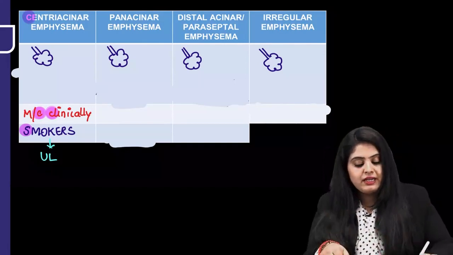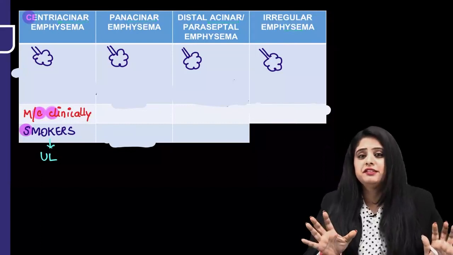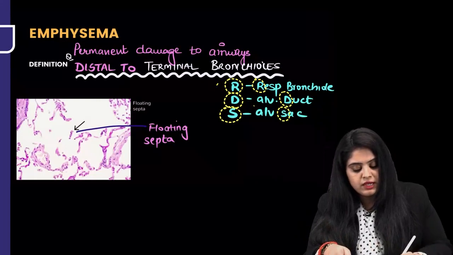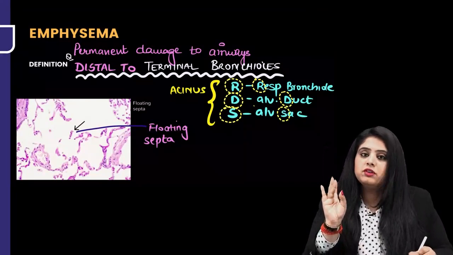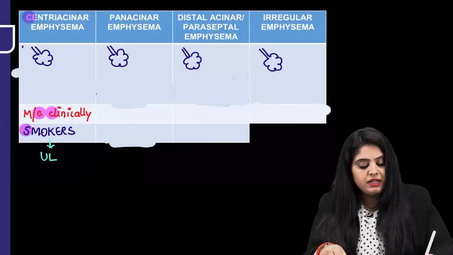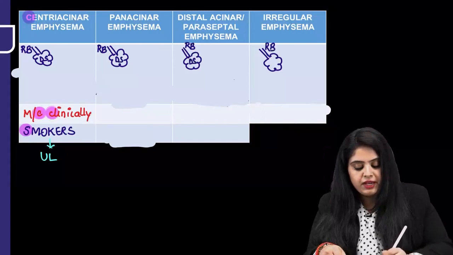So I have made an acinus over here. All of you will ask me that, okay, everywhere you use the word acinus. Acinus kya hota hai? Acinus is nothing but RDS. Please note, RDS is nothing but acinus, means respiratory bronchiole, alveolar duct, alveolar sac. So what have I drawn over here? I have made a respiratory bronchiole, and over here I made alveolar duct and sac. This is a respiratory bronchiole, duct and sac.